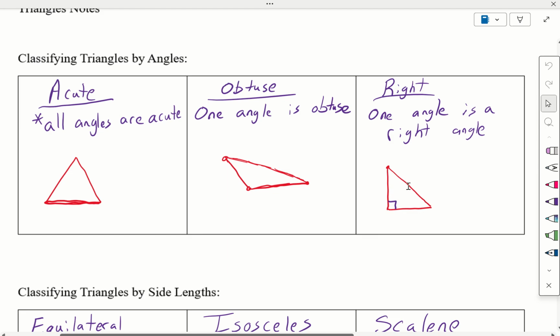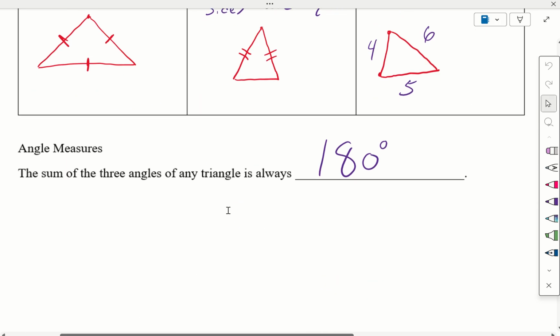It doesn't mean they're both 45 and 45. Could be 50 and 40, could be 30 and 60, whatever. But they're both going to be acute, these two remaining angles. Same thing with the obtuse triangle. If that's an obtuse angle, then there's less than 90 degrees remaining to share between these two angles. So these two angles here have to be acute as well. And with an acute triangle, all three are acute.